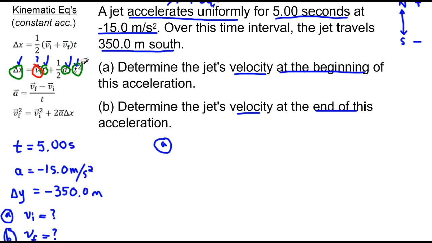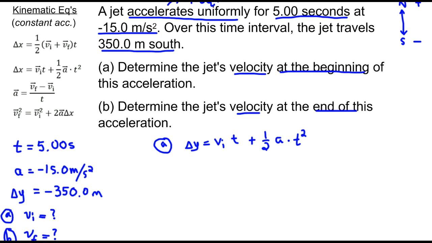Alright, let me write the equation. Here's what I'm going to do. To be very, very clear in my work, I'm going to rewrite the equation so I don't mess it up. But I'm going to put a y instead of delta x equals vi times the time plus 1/2 acceleration times the time squared.